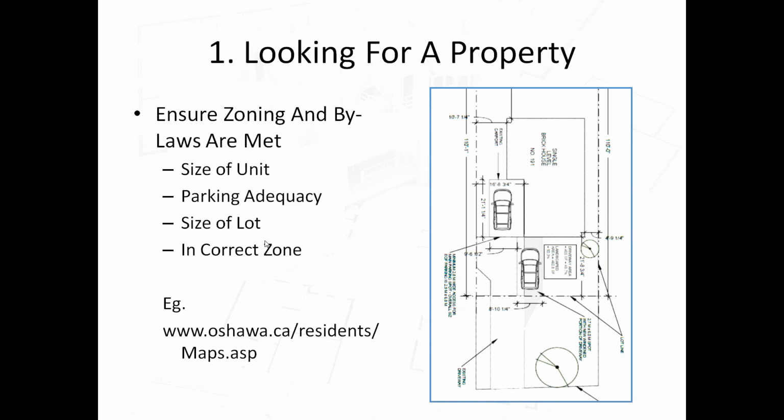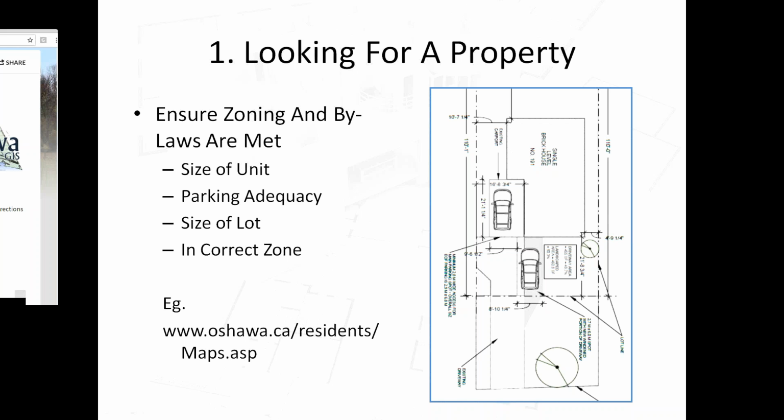And just to kind of go back a little bit and talk about the zoning, you'll find that there are a lot of cities with interactive maps. So I know that with the city of Oshawa, there are interactive maps in order to find out the zoning of a particular property. So what I can do is I can show you an example. So that's the website right there.